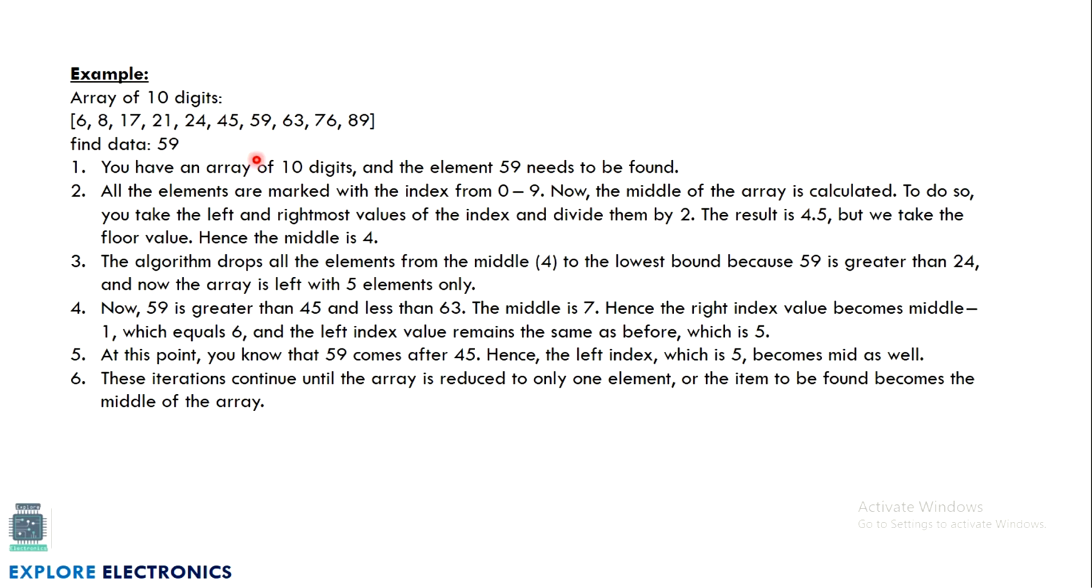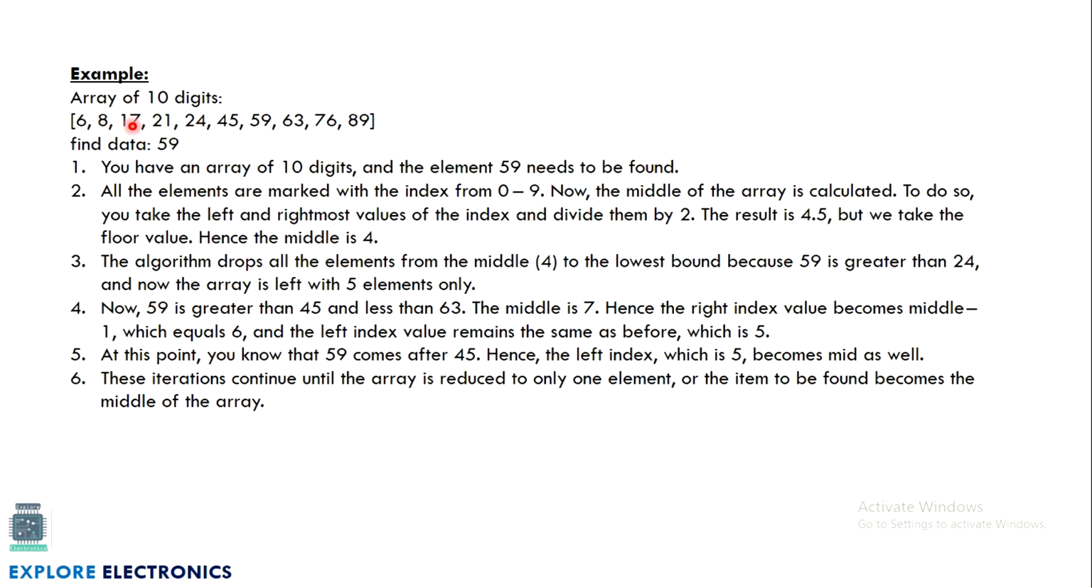To calculate the middle element of this array, we need to divide the rightmost index value by 2. That means say we have 9 divided by 2. We will get the result as 4.5. But we cannot take 4.5 because it's a floating point. We just have to take 4 for that matter. So here it will start with the 4th element and it will be comparing with 24.